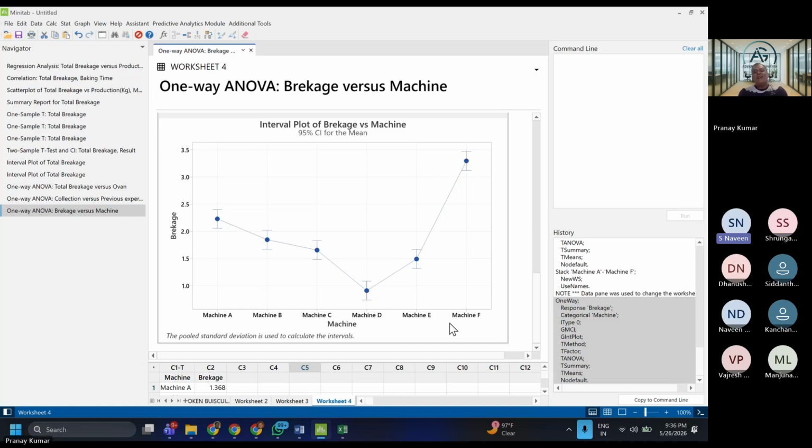Look at this machine level defect data. You see that machine F is creating a lot of defects, while machine number D is the best performer. Everyone? Yes, sir.